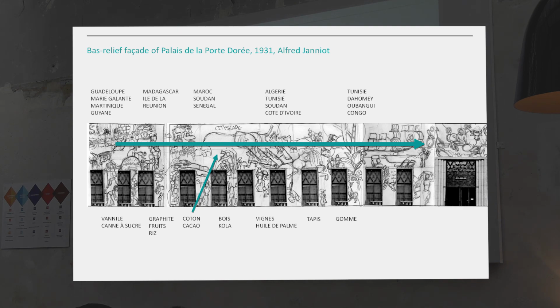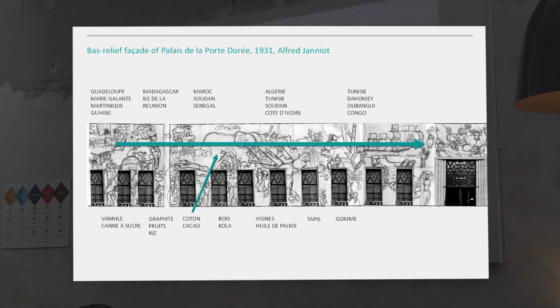The sculpture represents the colonial subjects harvesting resources for France. The name of the colonies and the products are engraved in stone in the composition. I placed the names of the colonies on the top and the harvested products down here on the bottom in the sketch. The left side of the building represents the Caribbean and African colonies.